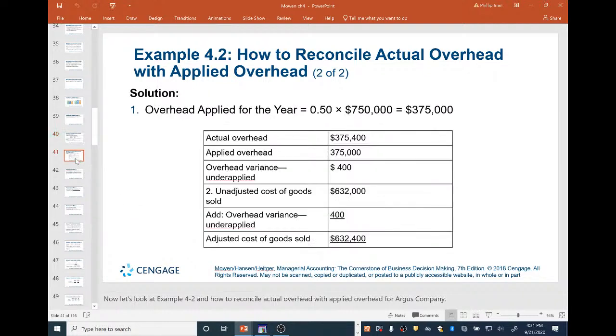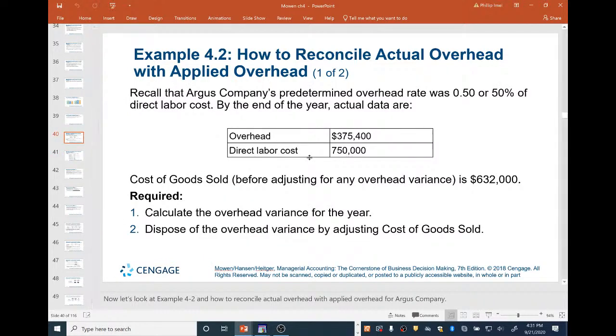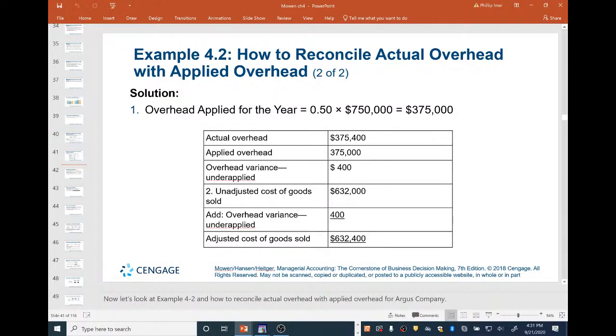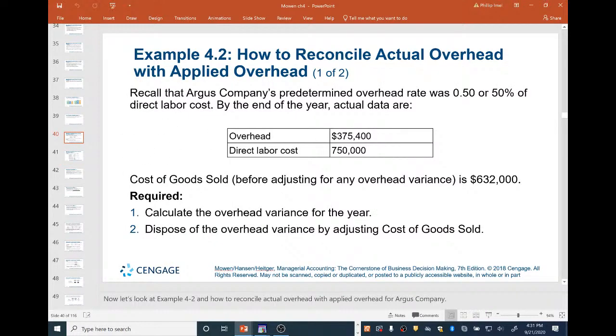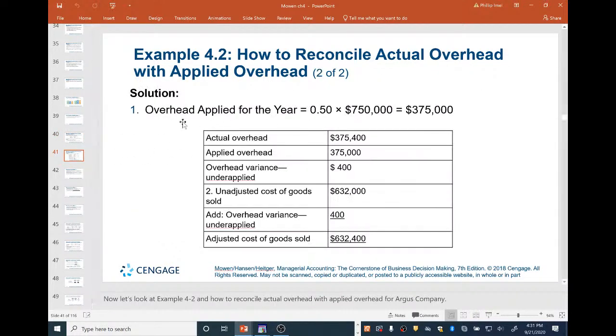Go ahead and we'll get a little idea of what it would look like. So the solution for number one, the overhead applied for year one is 0.5 of 750,000, right? Because remember, this is our predetermined overhead rate. $750,000 is our cost driver, based on direct labor for this example. The actual overhead was given in the previous slide. Actual overhead was 375,400. The applied overhead was 375,000. Remember, because that's our estimate based upon the rate we found, right?